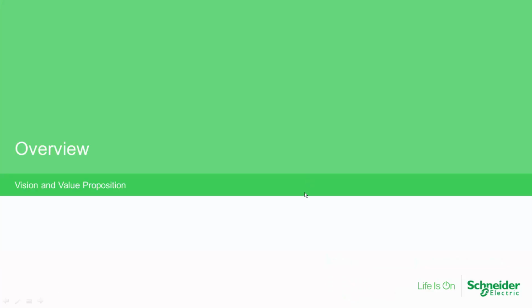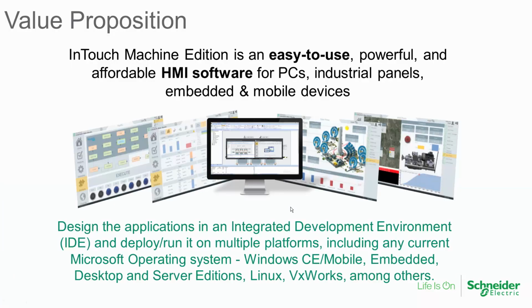Quick overview of what the product is, and before we get into a little bit more details, InTouch Machine Edition is a very easy to use yet still very powerful and very affordable HMI software for PCs, industrial panels, embedded and mobile devices. And the way that you deploy this is really developing in what's called an integrated development environment, or IDE for short.